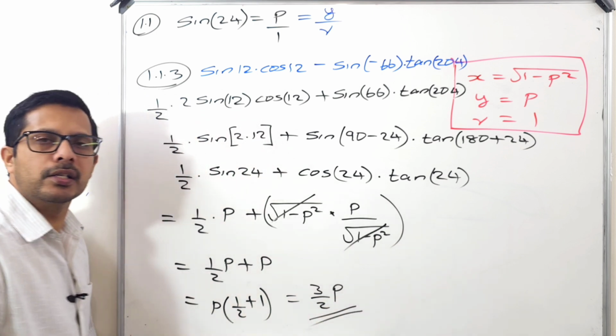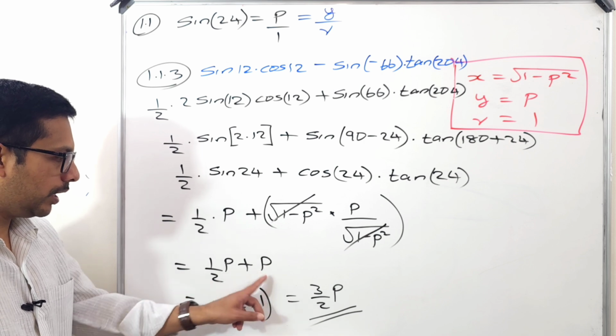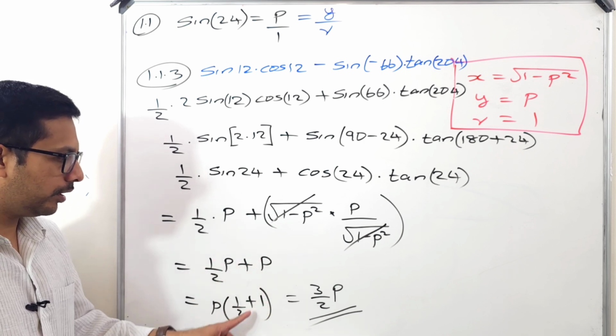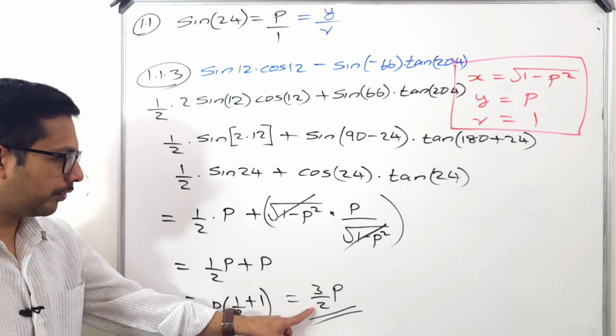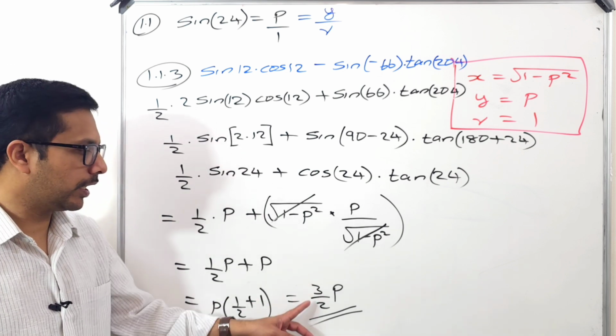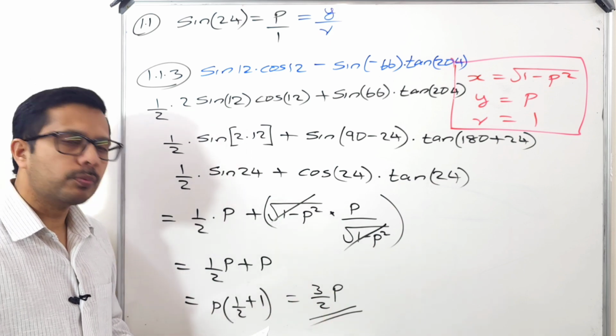So we got the answer in terms of p. Here are two terms, I took p as a common factor. So what is remaining? Half. What is remaining here? It is 1. Half plus 1 is 3 over 2, then p. So we got the answer in terms of p. What is the answer? 3 over 2p. You understand? Okay. So now let's move to the next question.